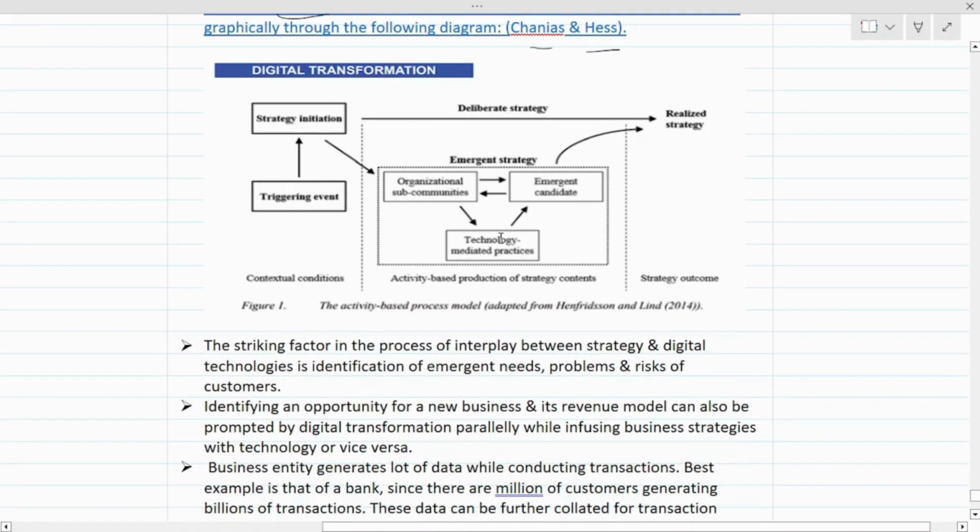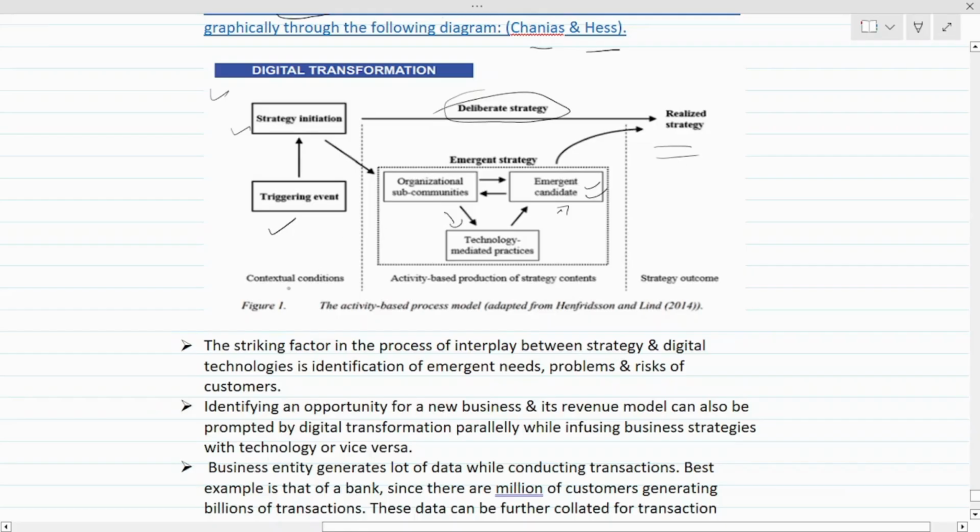It says when you talk about digital transformation, there is a strategy initiation, then there's basically a triggering event. So you basically trigger something and then you initiate a strategy. Now this is basically a very deliberate strategy. That means you voluntarily do it. Now when you initiate a strategy, there are organizational sub-communities. What they do is they have technologically mediated practices, and eventually they have an emergent candidate. Now these organizational sub-communities also can give you emergent candidates. So these are all correlated, and finally you realize your strategy.